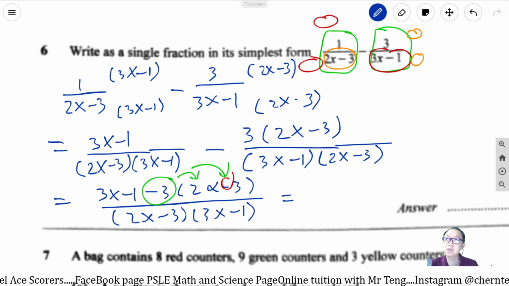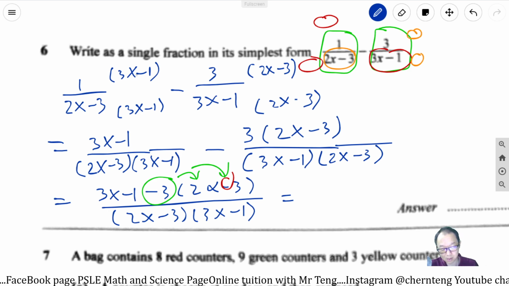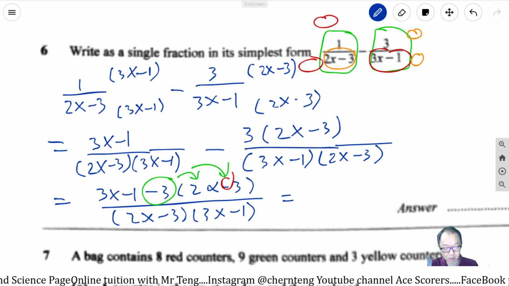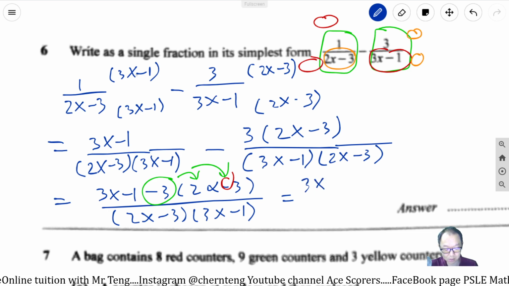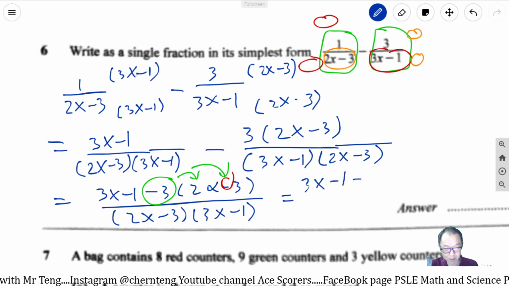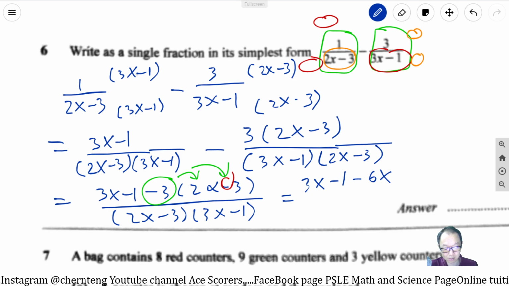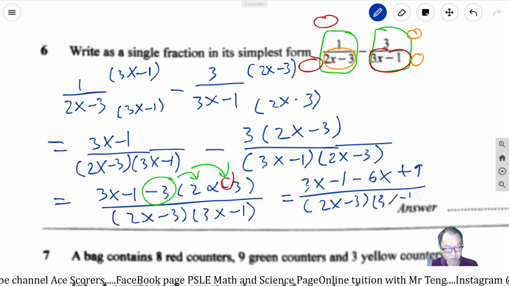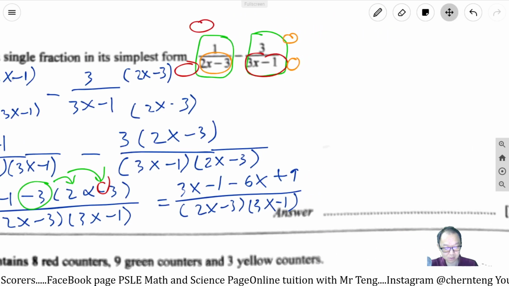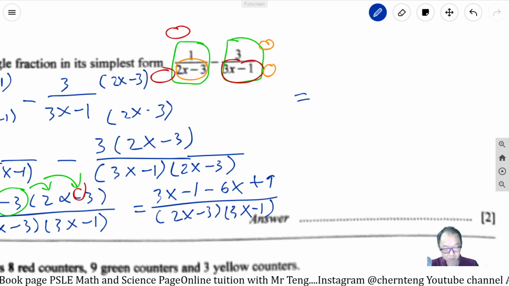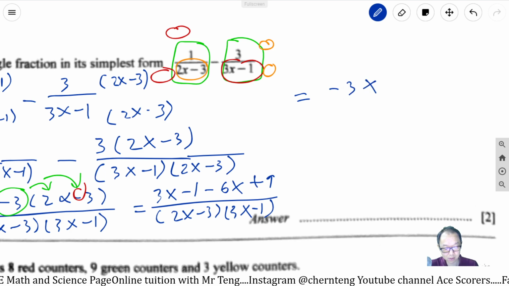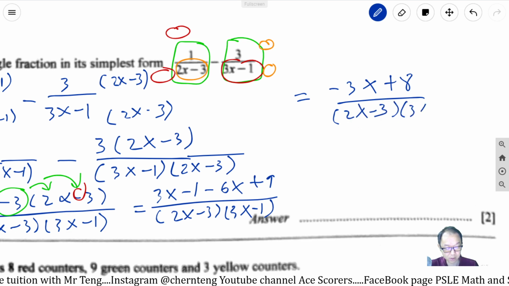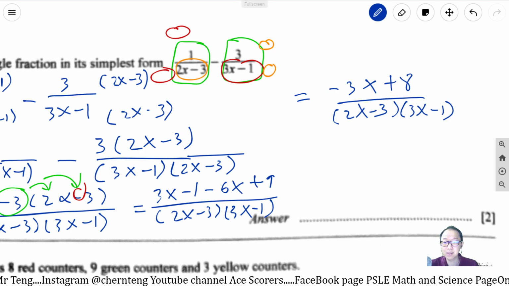So we are not them, we don't forget about that. And after watching this video, you also don't forget about that, right? So you need to know the red color stuff. So we will have 3x minus 1. Okay, so minus 3 times 2x becomes minus 6x, and then minus 3 times minus 3 is positive 9, over 2x minus 3, 3x minus 1. Not enough space, dude. Equals to 3x minus 6x is negative 3x, and plus 8, divided by 2x minus 3, 3x minus 1. And that is the answer, right?